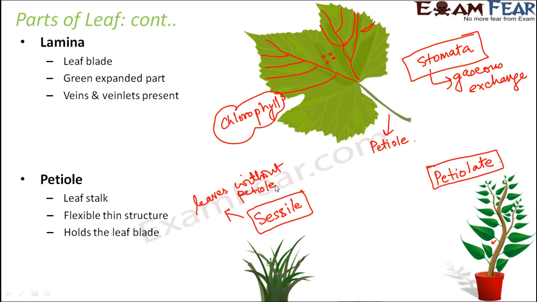And grass is not the only example. Even if you look at plants like wheat or maize, you do not see the petiole. Here also you have the leaf, this is the leaf blade, but you do not have the petiole. So this is also an example of a sessile plant.